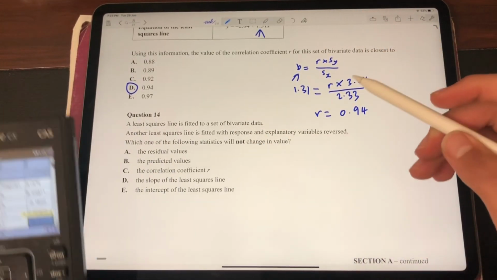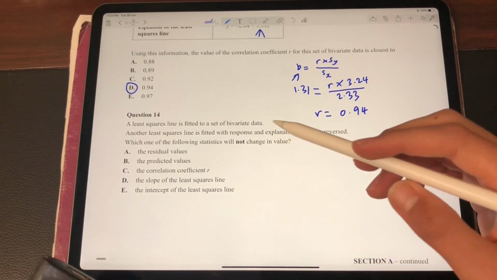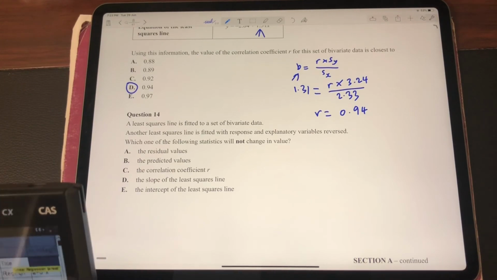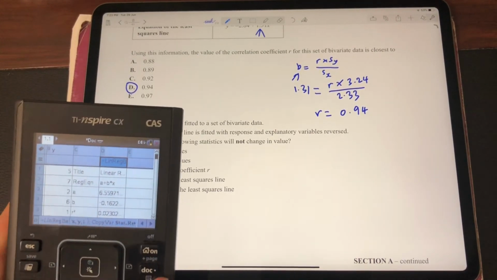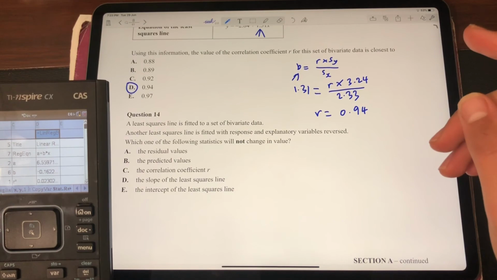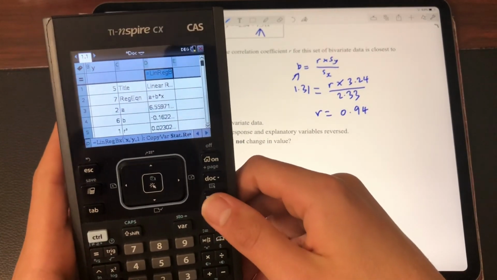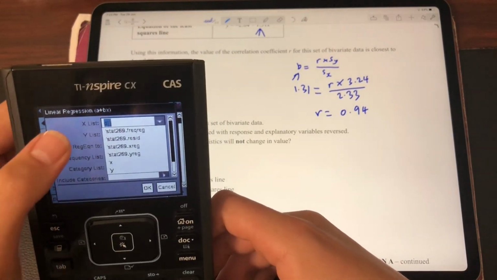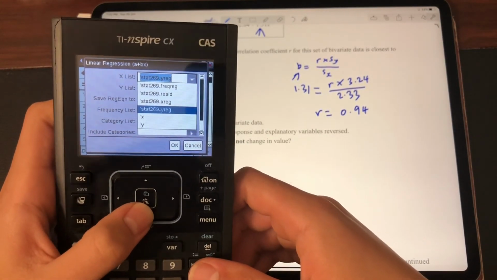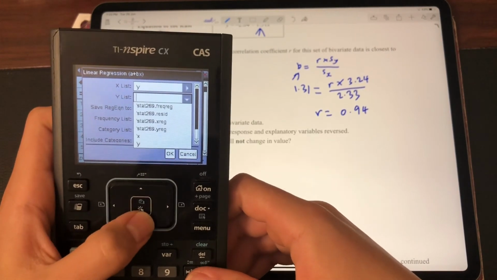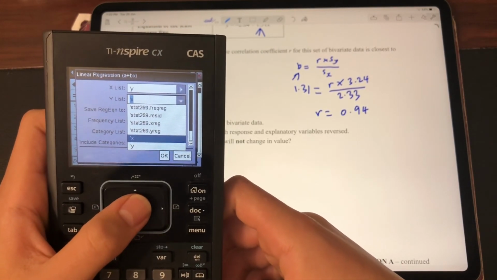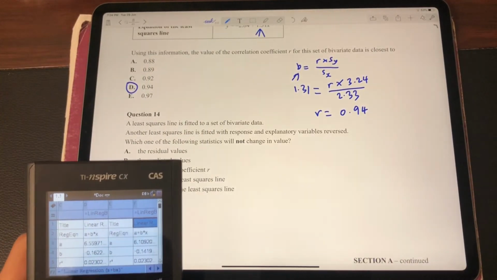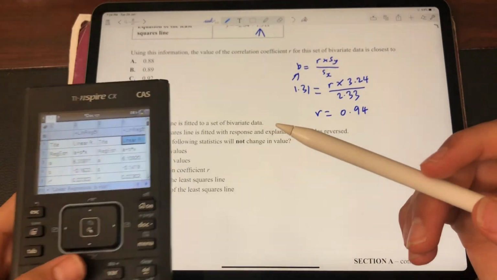So we want to determine whether any of these would change in value. So we'll use the same variables, but we'll just switch the response and explanatory variable. So I'll show you menu 4.1.4. So instead of putting x in our x list, we'll put y, because the response variable is reversed as the explanatory variable, and we'll put the x variable in the y list. So hit enter, and now we can compare what values have changed.